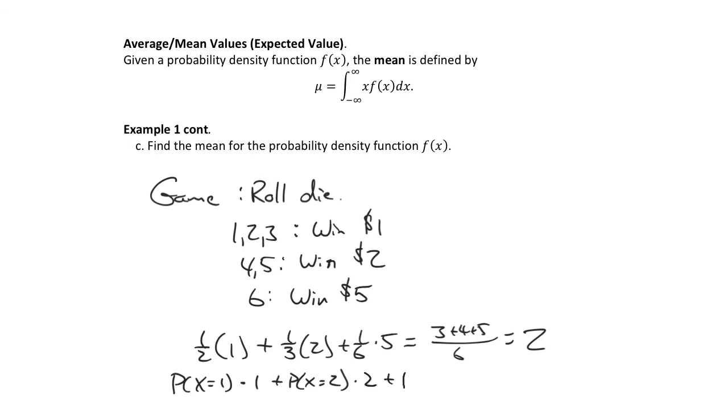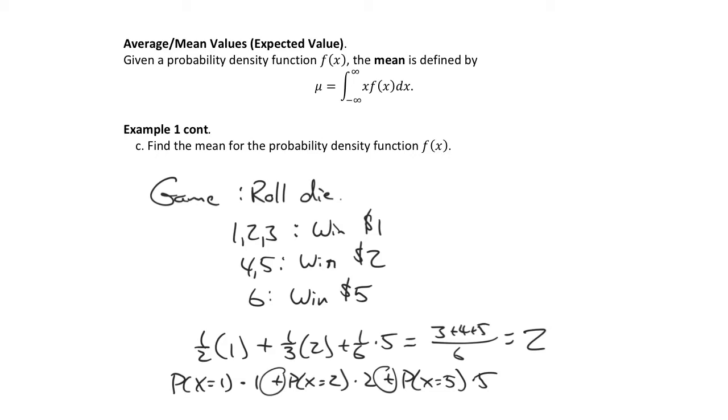What are the probabilities that my winnings are $5? We multiplied that by 5. So what we're doing here is we're finding the sum of these probabilities and then multiplying them by the outcomes. And that's precisely what we'll do with integration.